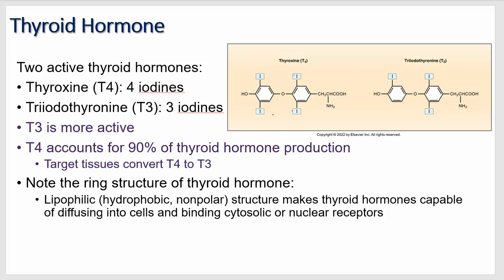So the target tissues can fairly easily convert T4 into T3. It's a one enzymatic step. So the enzyme will just cleave off one of these iodines. I don't think it's that one. Probably it's got to be this one down here. Okay, so it cleaves that off, and then you have T3. All right, so that happens in the target tissues. All right, so I also have here, note the ring structure of thyroid hormone.